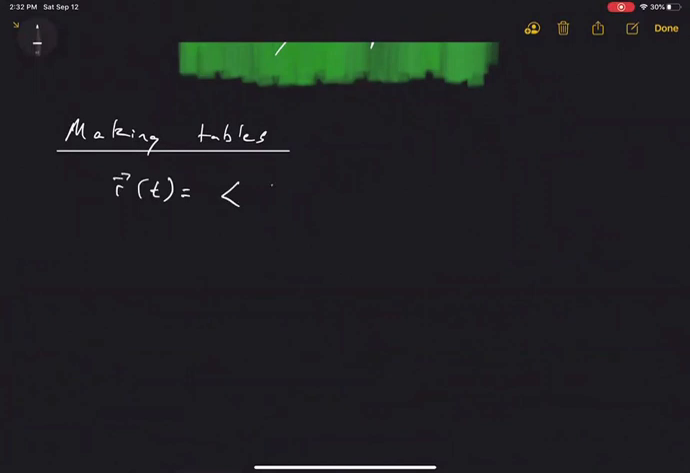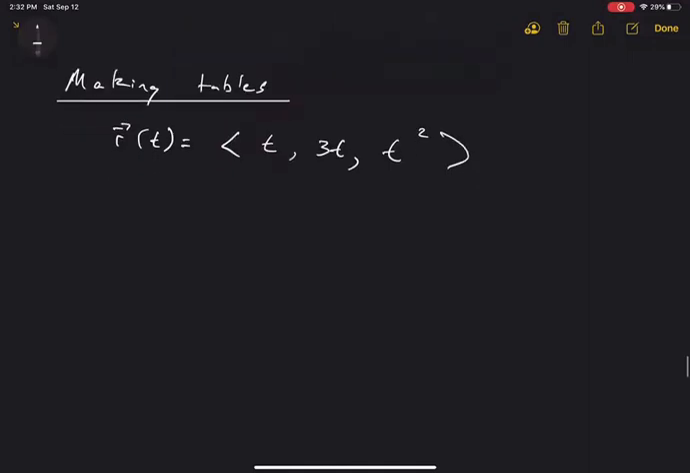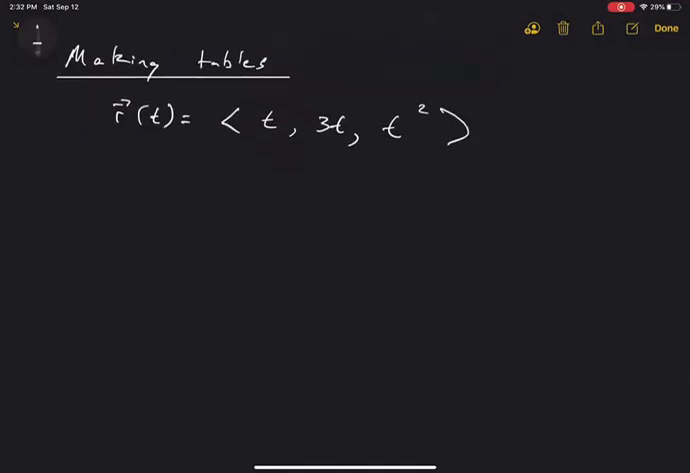What should we do? How about t? Let's do t, and let's do something a bit more original. How about t? 3t, t squared. Okay. We're going to do some more exotic stuff in a bit.